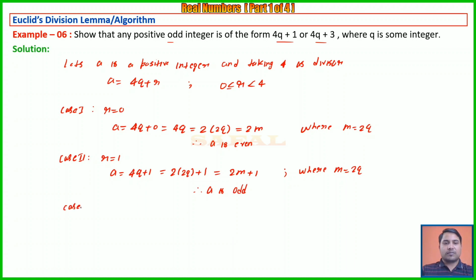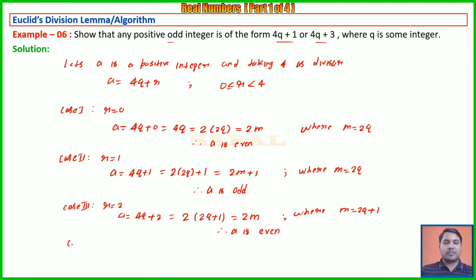Taking the third case, when r is 2. So when r is 2, I can write A as 4q plus 2. Now 2 I can take common, so 2(2q plus 1), and this again I can write as 2m, where m equals 2q plus 1, some integer. So again in this case I am getting the number as 2 times some integer. So that means in this case A is even.